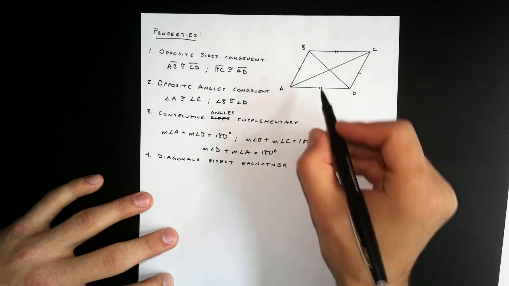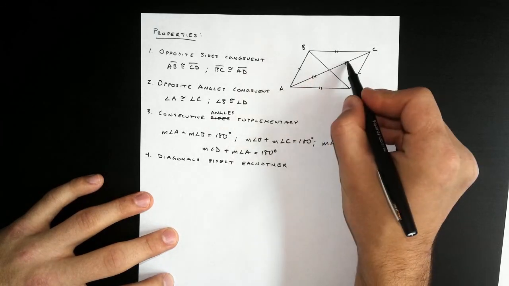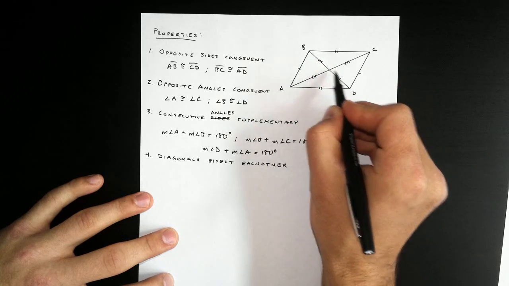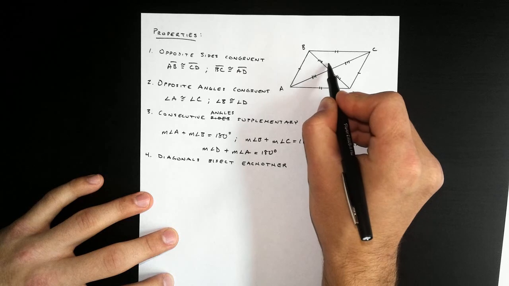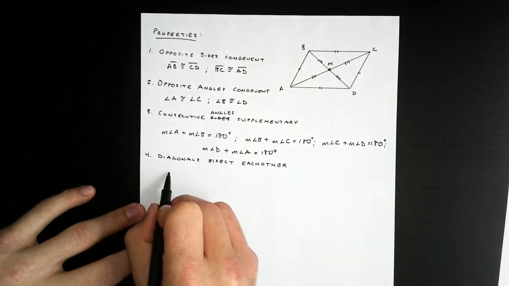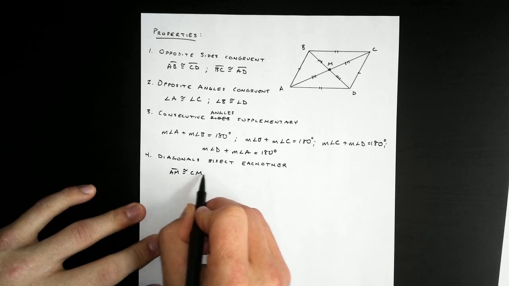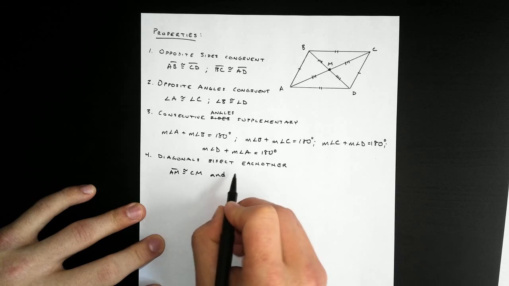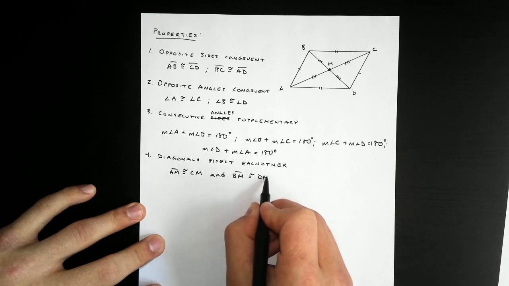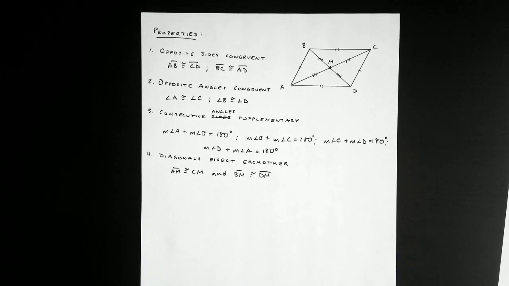And then the last one that we just showed, the diagonals bisect each other. So the point here, the intersection, that ends up being the midpoint of both of those. So we know that AM is congruent to CM, and we also know that BM is congruent to DM. So there are the four properties of parallelograms.